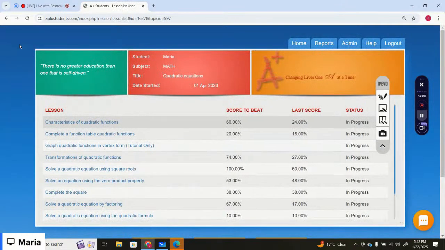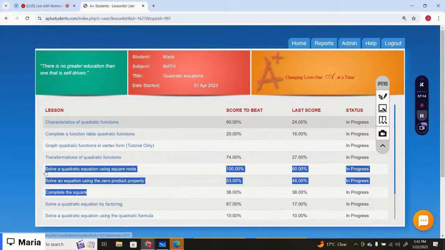Okay, so we were working on grade 10 math. The chapter we were working on is quadratic equations. The lessons we have covered today are solve a quadratic equation using square roots, solve an equation using the zero product property, and complete the square. Please make sure before the next session you complete all the practice questions for the lessons we just did. That is your homework until next session.